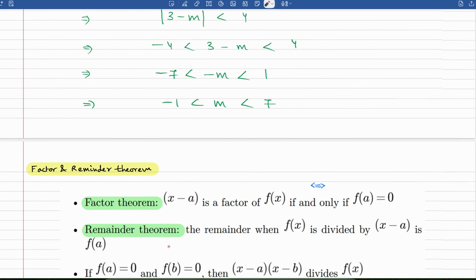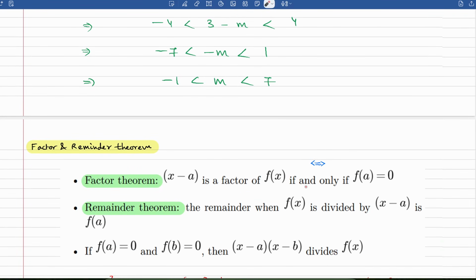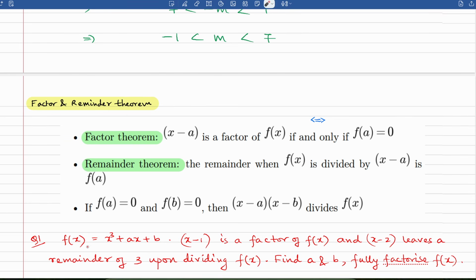The factor theorem states that if x minus a is a factor of fx, then fa is equal to 0, and vice versa. That means if fa is equal to 0, then x minus a is a factor of fx. The factor theorem holds both ways. The remainder theorem says that the remainder when fx is divided by x minus a is given by f of a. If there are multiple linear factors dividing fx, for example, if x minus a and x minus b divides fx, then fa is equal to 0 and fb is also equal to 0. Here is an example.